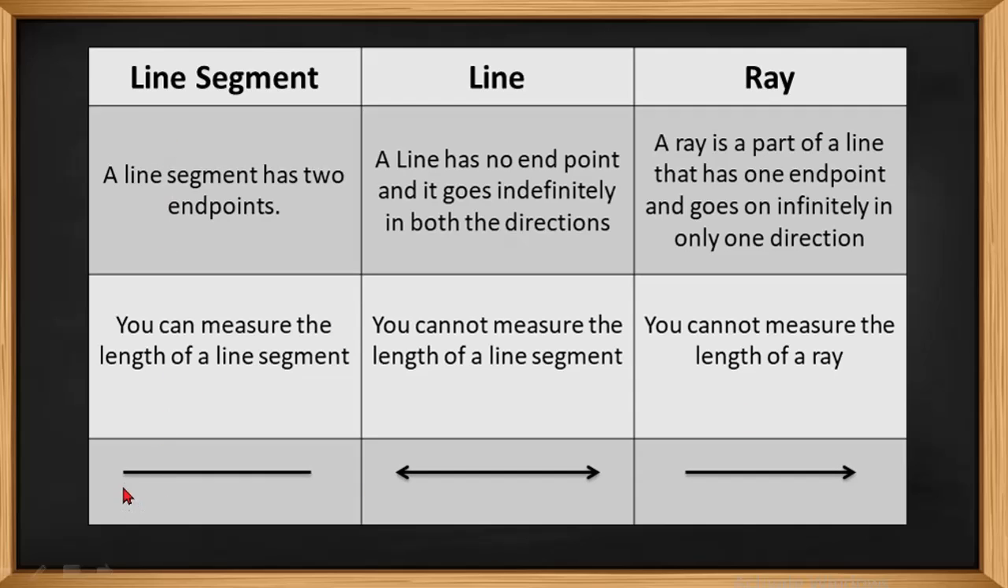This is a line segment. Both endpoints are here, so there is no arrow mark in either direction. In the line case, there are arrow marks on both sides, and in the ray case there is an arrow mark on one side. So this is the main difference between a line segment, a line and a ray.